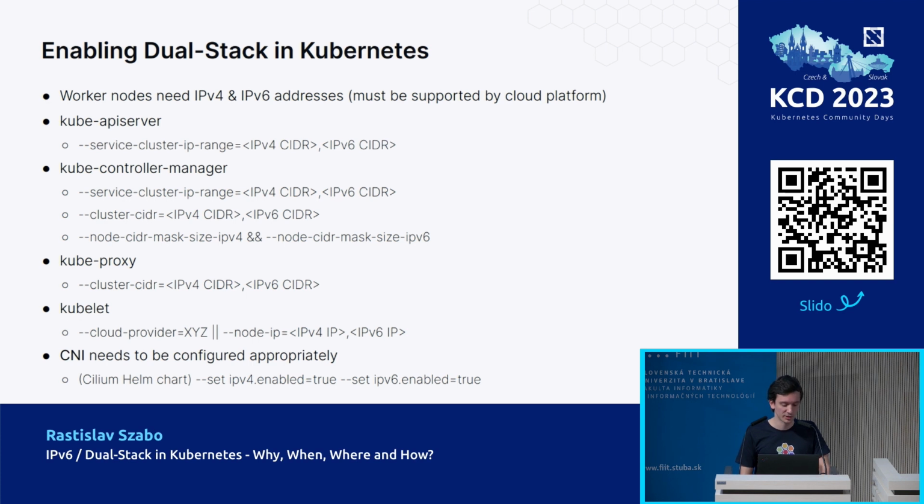In case of Cilium, you can do it quite easily in the Helm chart. You just set IPv6 enabled to true. IPv4 is enabled by default, so just by doing that, you can enable DualStack.